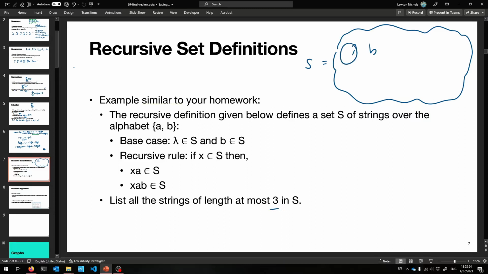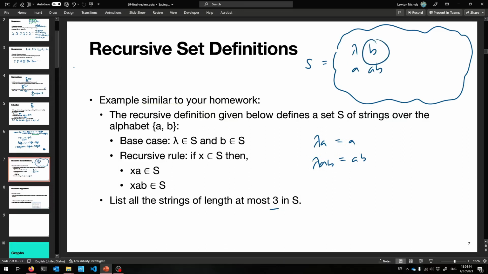So lambda is an S. The empty string is an S. And all right, that could be our X. So lambda A then. Lambda A is an S. And then lambda AB is also an S. We're going to add those then. And remember, lambda is the empty string. It just goes away. So that's just A and AB. So here is A and AB.